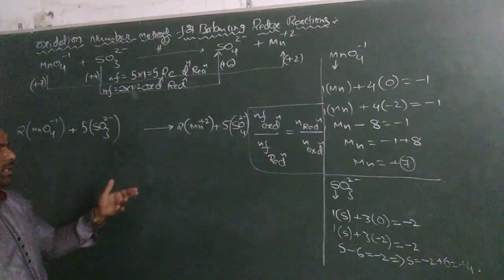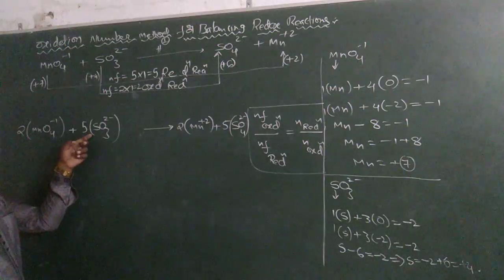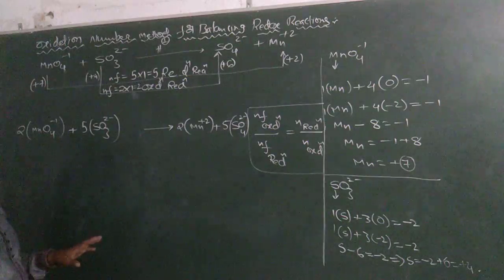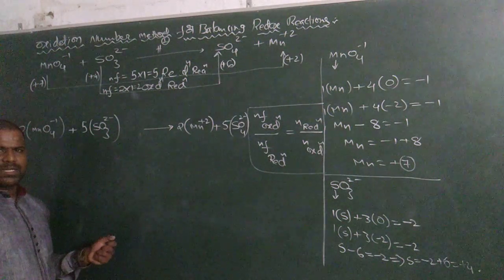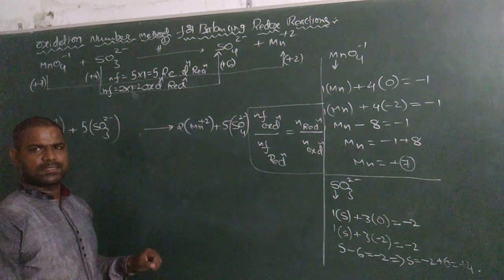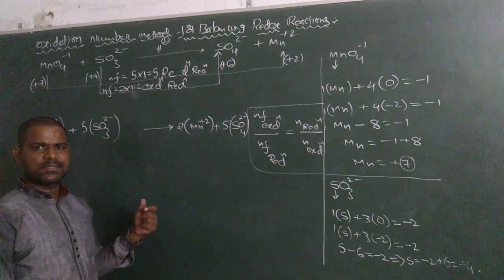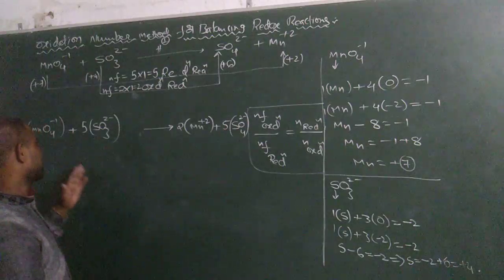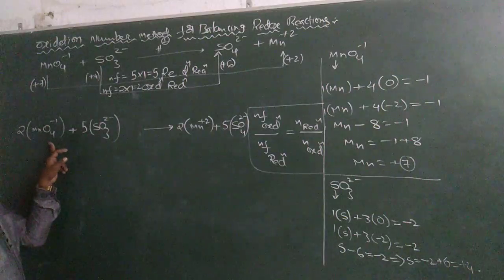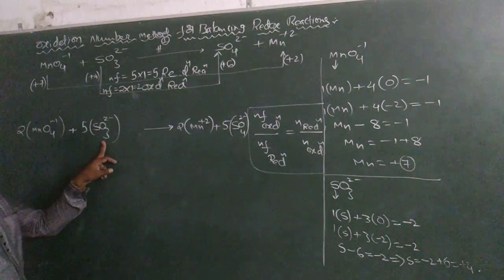When we check, the main element manganese is balanced and the main element sulfur is balanced. Now we have to balance the oxygens. Whenever we want to balance the oxygens, the rule is to add the number of H2Os where the number of oxygens is less. If we calculate, 2 into 4 gives 8 oxygens in the permanganate ion, and 5 into 3 gives 15 oxygens in the sulfite ion.